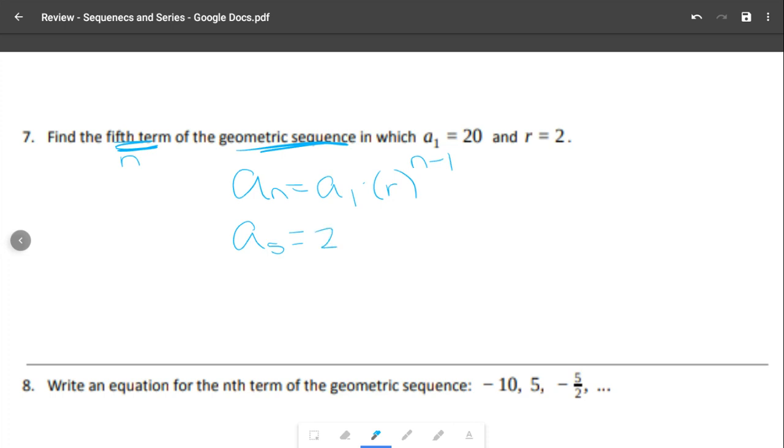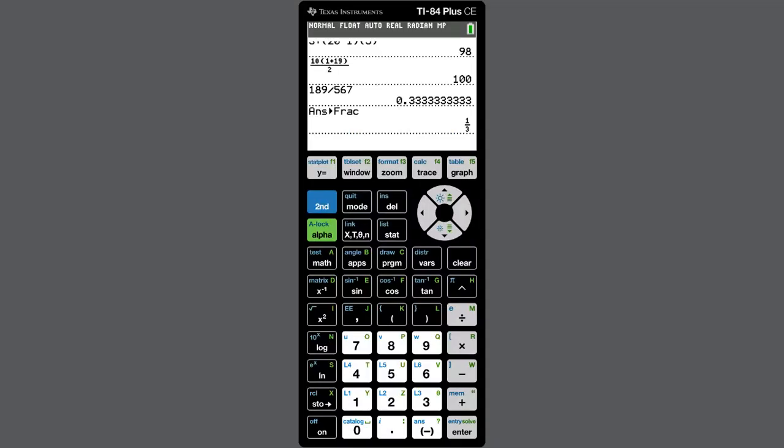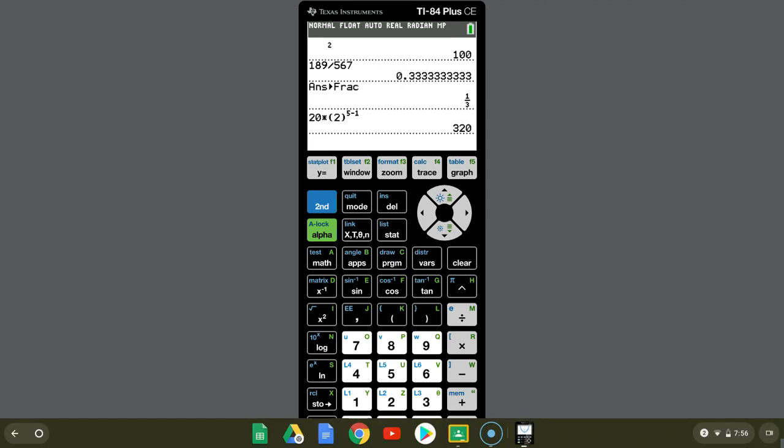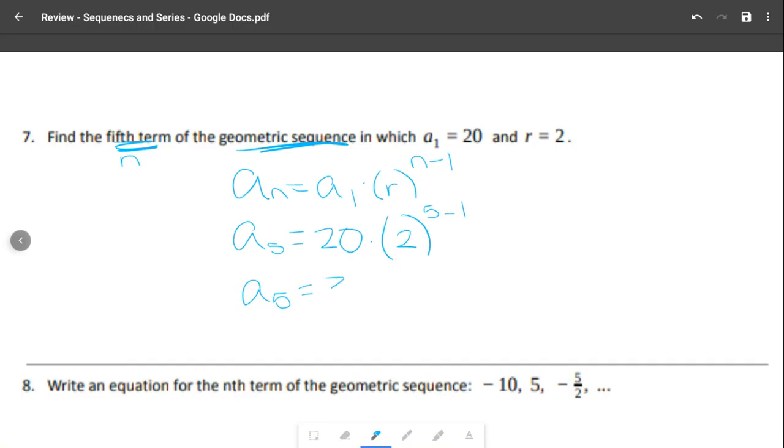A1, the first term, they're telling us it's 20, times R, they're saying is 2. And again, n is 5. And if I were you, I would plug this straight into my calculator. So we have 20 times 2 to the 5 minus 1. And you should get 320 for your fifth term.